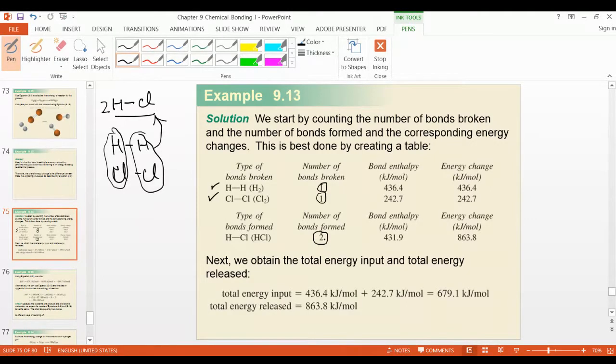We write here number of bonds 2. And this one bond, HCl bond, is given in the question. That is 431.9. So you multiply by 2, you will get 863.8. And now the final. This is for reactant. Now this is for product. So put into the formula.